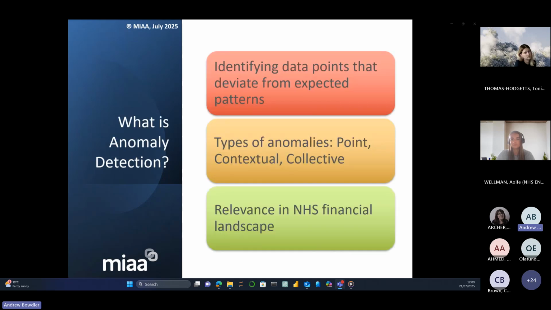Let's first talk about what anomaly detection actually means. At its core, anomaly detection identifies data that stands out from what's expected. For example, if we expect certain monthly expenses to stay within a specific range, and suddenly we see a big spike, that's an anomaly. There are different types of anomalies, like single, unexpected events, or patterns that don't fit the broader context, such as irregular spikes in procurement during certain periods. This is highly relevant to the NHS, because with so much financial data flowing through the system, it's easy for unusual activity to go unnoticed.